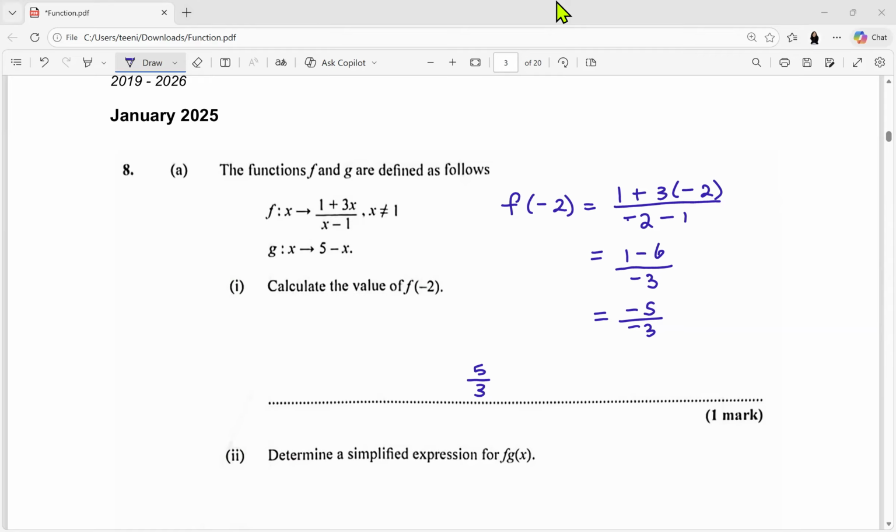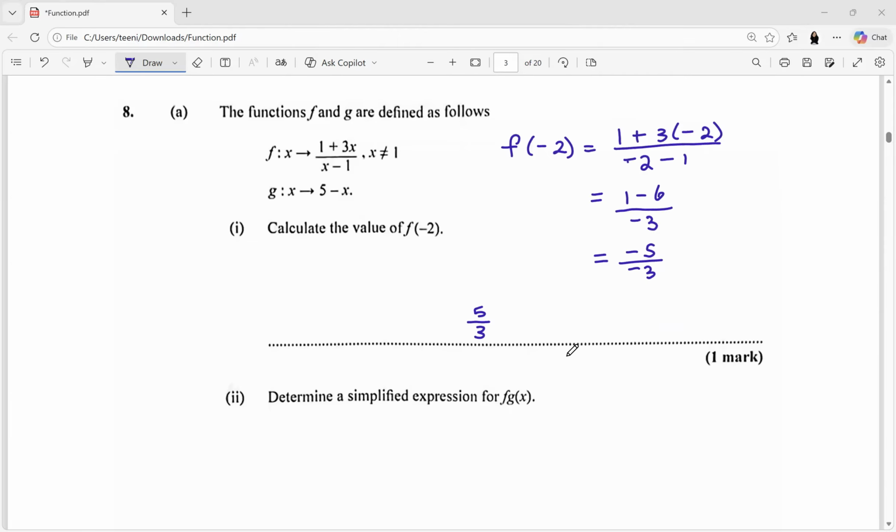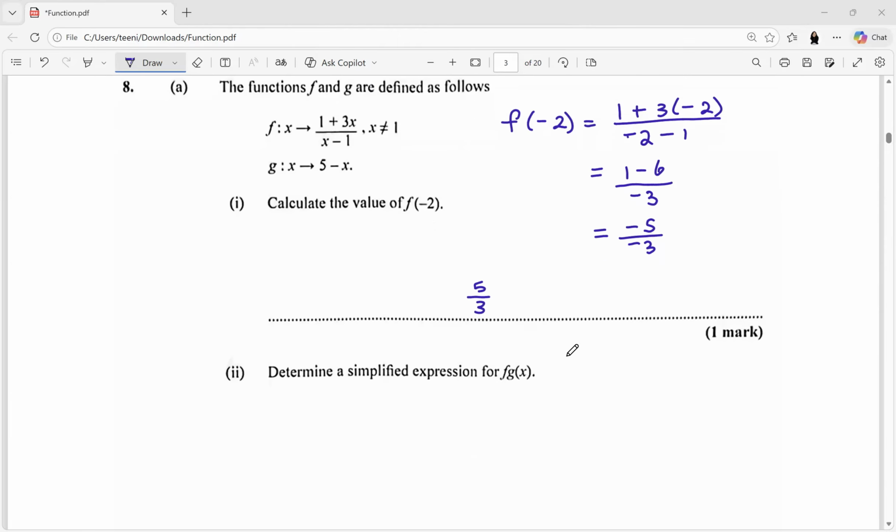So 1 plus 3 by negative 2 is negative 5, and then negative 2 take away 1 is negative 3. So negative 5 divided by negative 3 is 1.67 to 2 decimal places, or as a fraction, 1 and 2/3 or 5 over 3. Any of those would be acceptable, right? Determine a simplified expression for f of g of x.